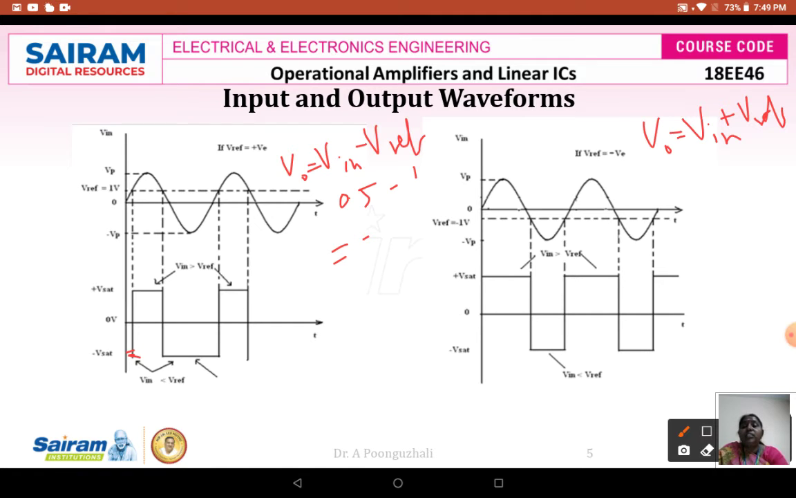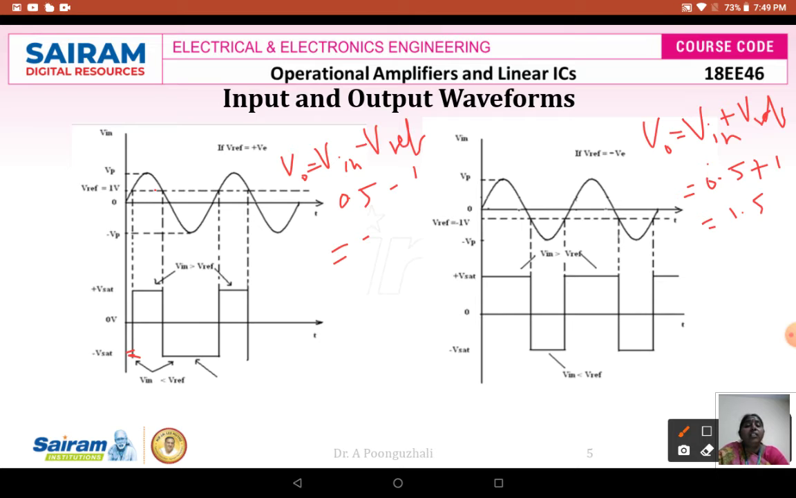Next, when V in is greater than V reference, my output is going to switch to plus V sat. Now if I look at this circuit when V reference is negative, the output expression is V naught equals V in plus V reference. I will take the same 1 volt for V reference, and V in is 0.5, so it is 1.5. That means my output is positive, so the output is at plus V saturation.